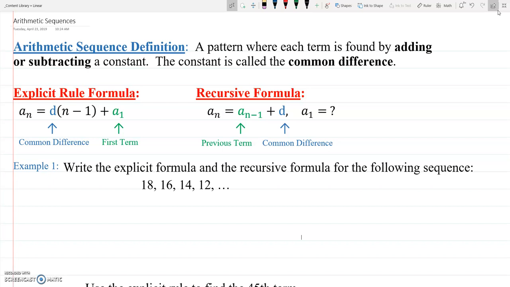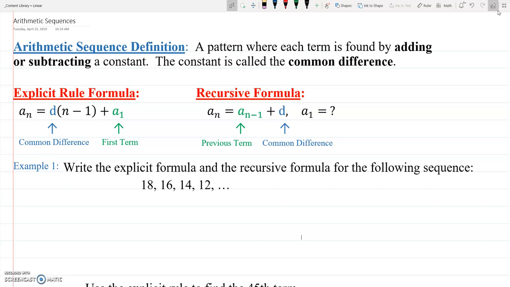What you need to know is sequences are just a pattern of numbers, which you have messed with before. Arithmetic means adding and subtracting, so it's just a pattern of numbers where the pattern is adding or subtracting. Okay, and really there's no such thing as subtraction. We've talked about that before. If you're subtracting, you're actually just adding a negative number. So an arithmetic sequence is a pattern where each term is found by adding or subtracting a number or a constant. One vocab phrase you need to know is whatever you're adding or subtracting by is called the common difference.